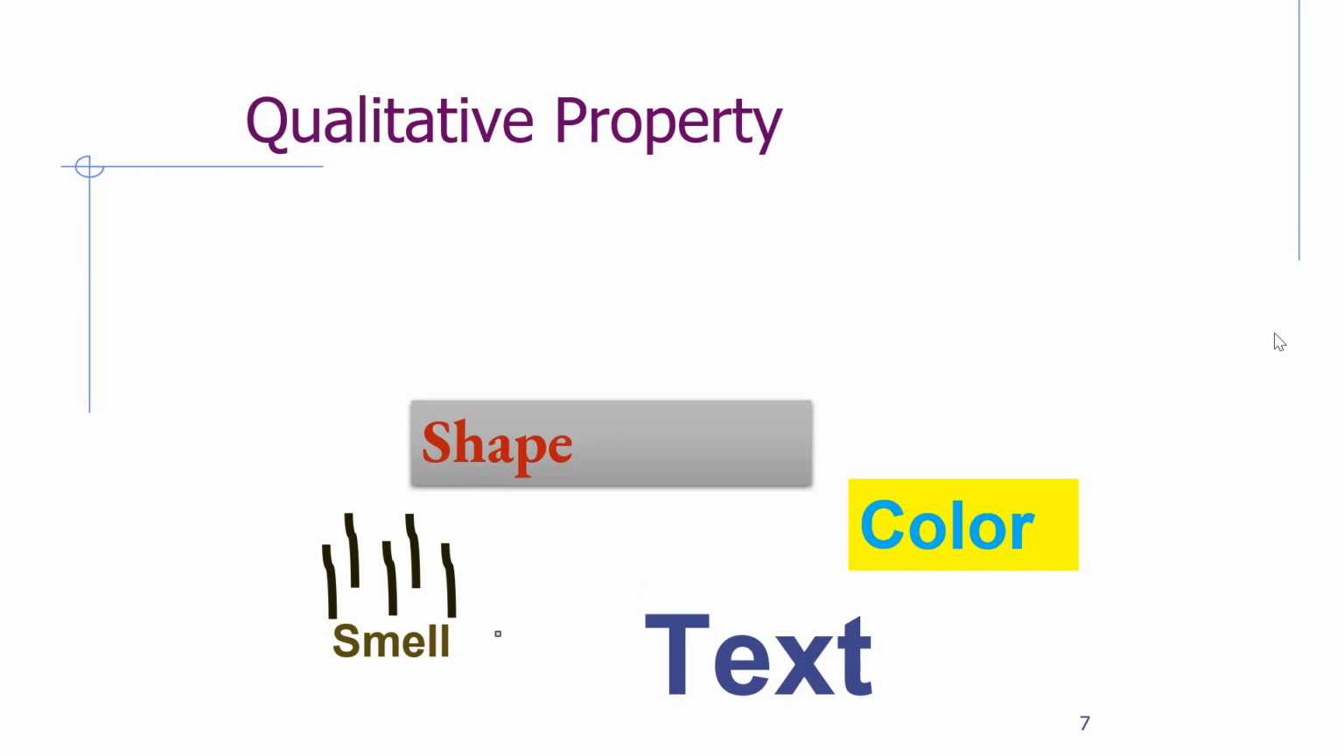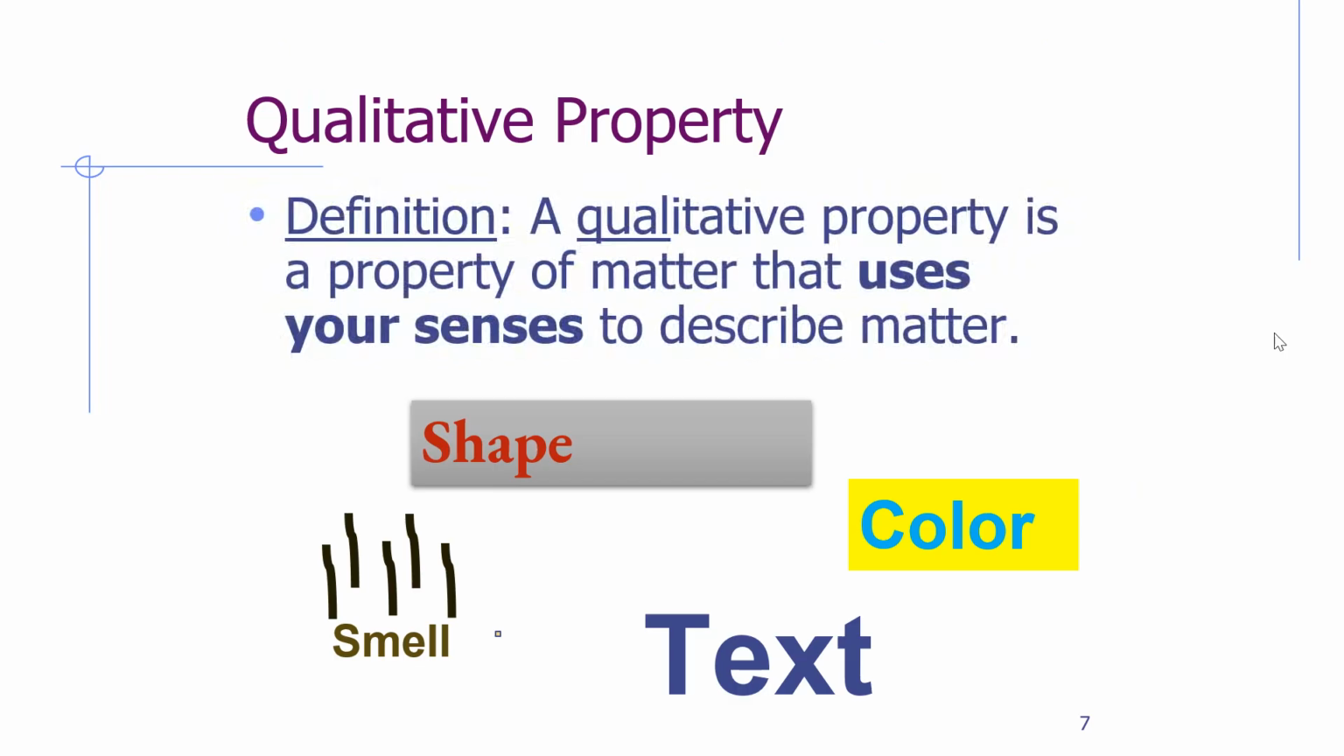So with a qualitative property, we can look at the shape, maybe the color, maybe the smell, maybe the texture, a lot of sensory components, things you feel with your hands: touch, smell, see, taste. Those are all things you might identify via qualitative properties. A qualitative property is one that uses your senses: touch, taste, sight, hearing, smell. You can use your senses to describe the type of matter.